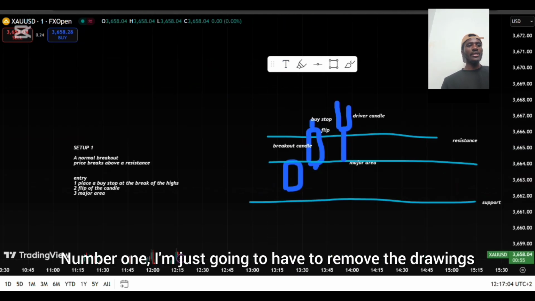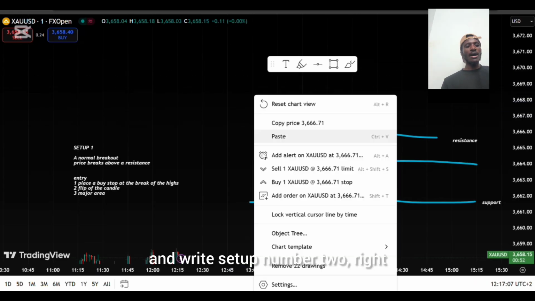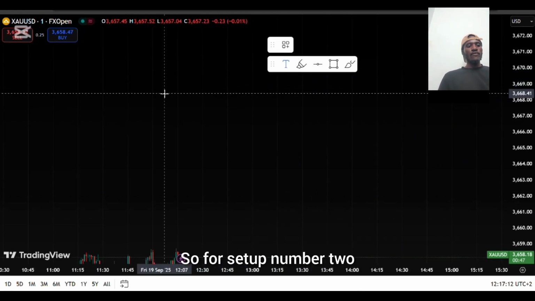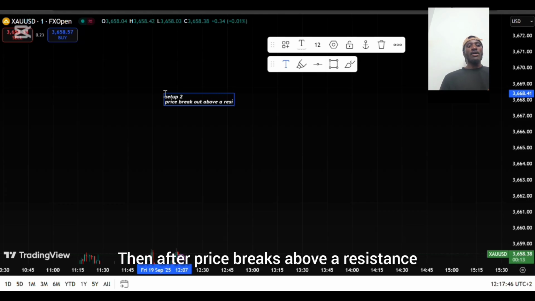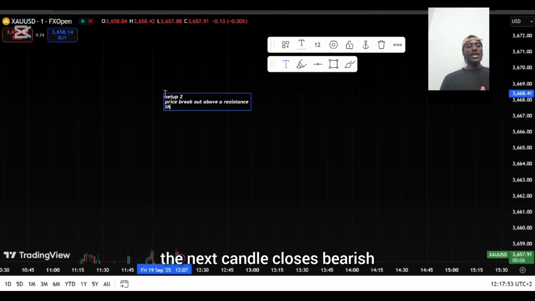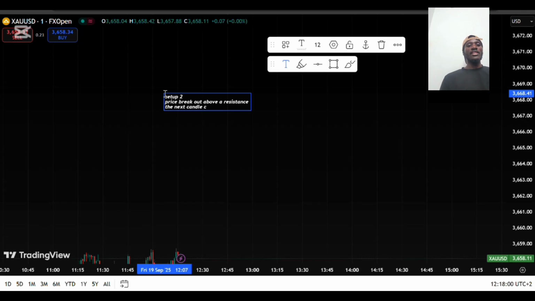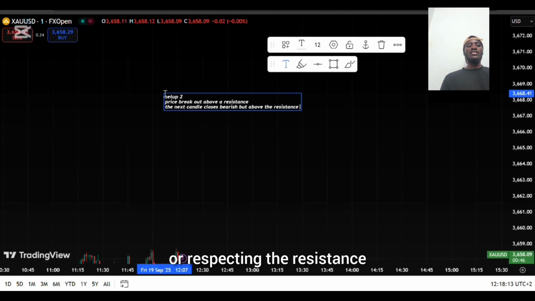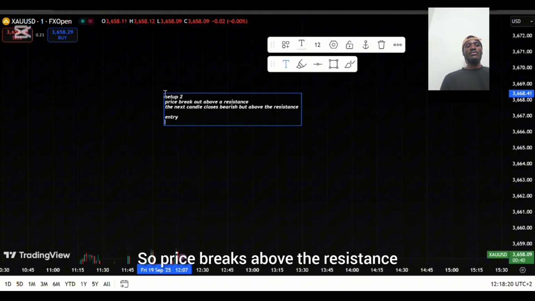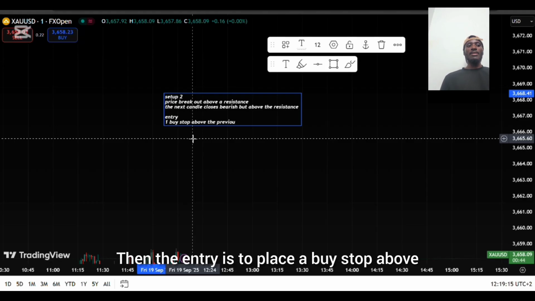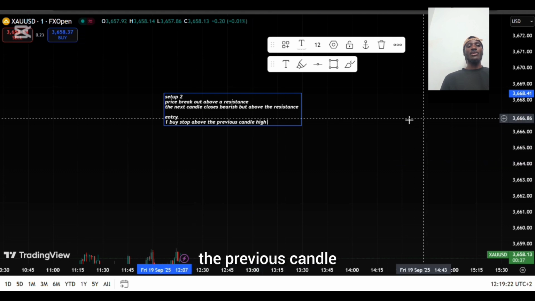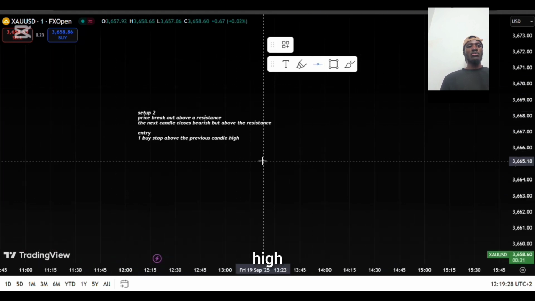I'm just gonna have to remove the drawings and write setup number 2, right? So for setup number 2, price breaks above a resistance, right? Then after price breaks above a resistance, the next candle closes bearish, but above the resistance, or respecting the resistance. Then the entry is to place a buy stop above the previous candle high, right? You want to be placing the buy stop above the previous candle high.